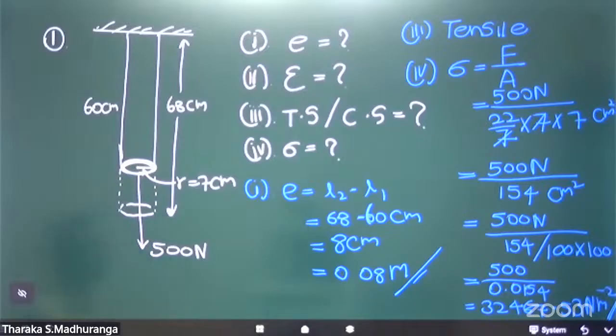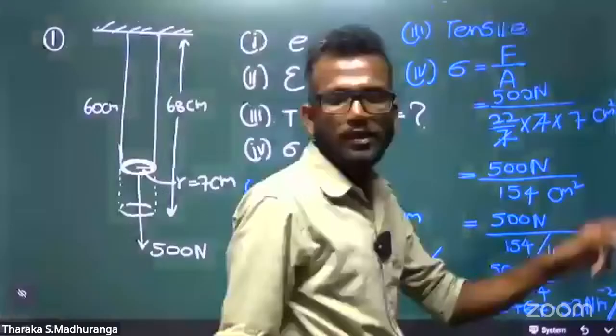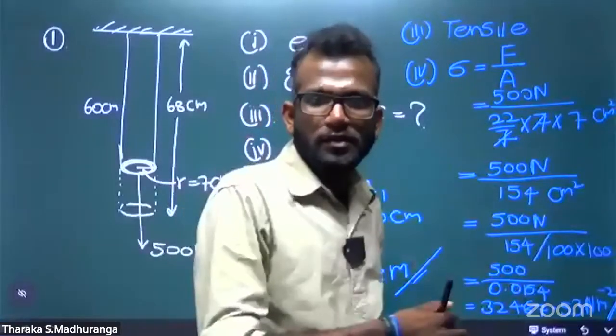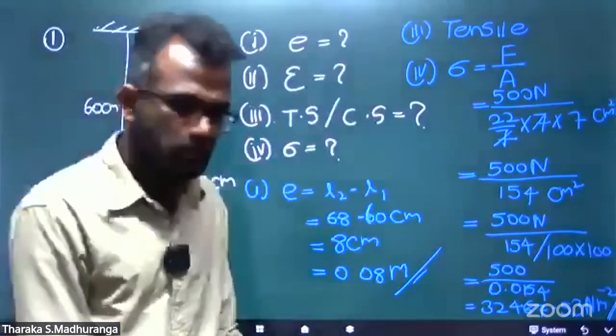Okay, up to now, correct, no? This is the final one only. Yeah, that's also okay. If you want, you can directly convert the 7 centimeter into meter by dividing by 100, then you can substitute. That's also okay.